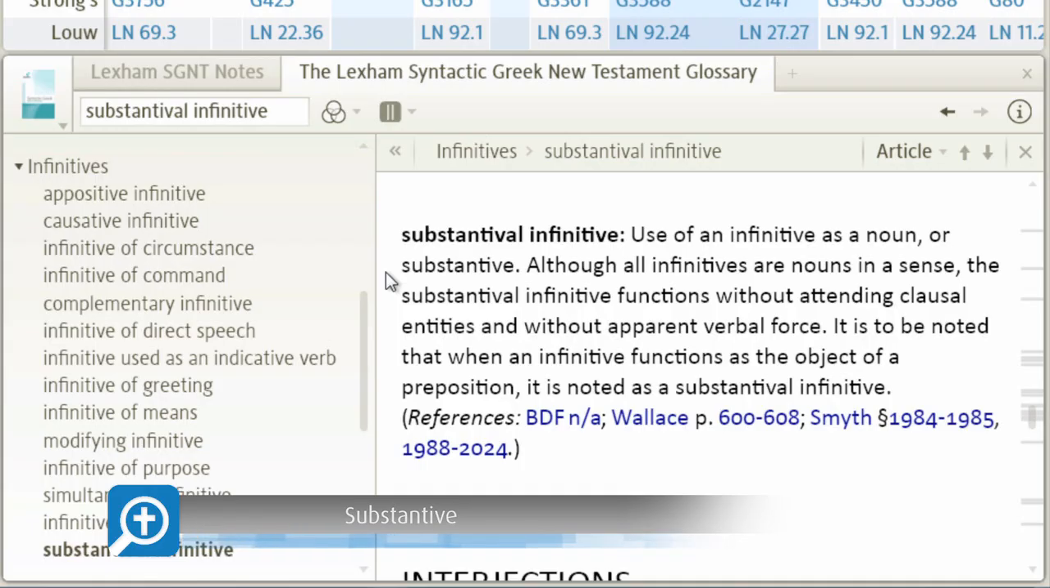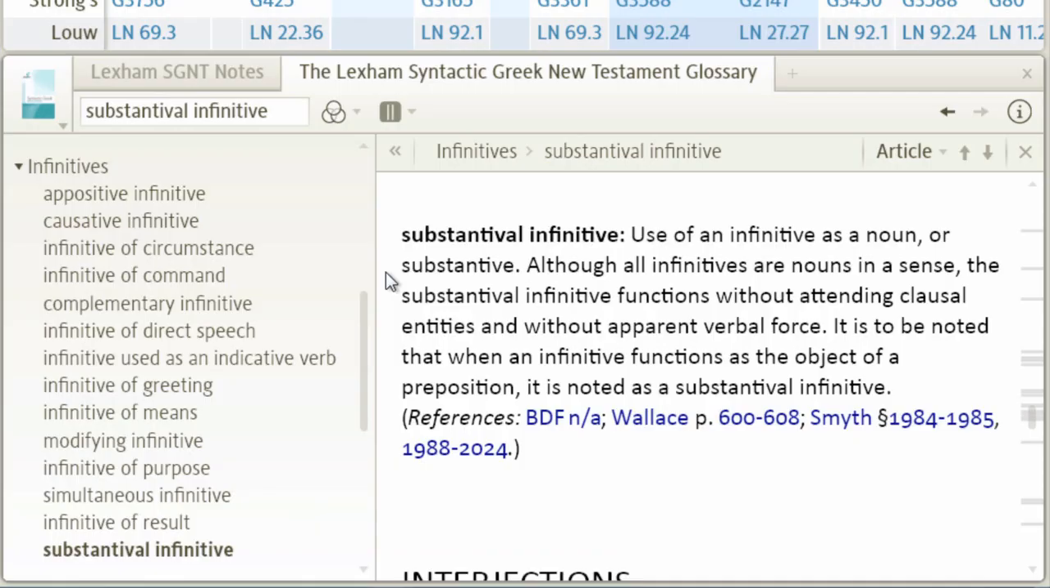The infinitive can stand in place of a noun, performing a variety of functions. Here are a few of them. The infinitive has a range of uses. Now, in our videos, we've only covered a few of them. Here you can see in the Lexham Syntactic Greek New Testament Glossary the different uses of the infinitive, some which I've covered, some which I haven't. For example, the substantival infinitive.